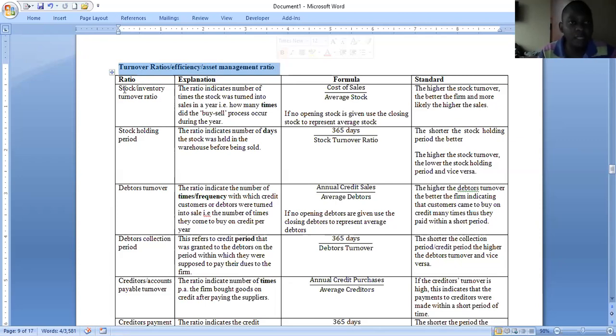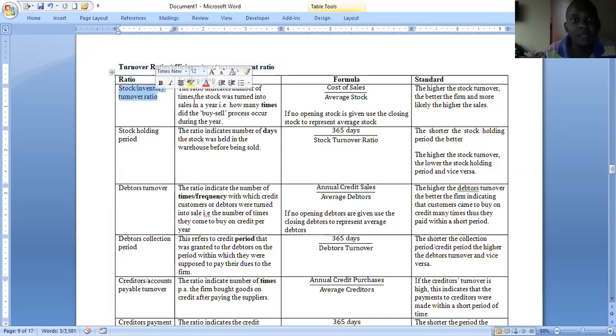So under these ratios, we have the stock or inventory turnover ratio. This ratio indicates the number of times that stock was turned over, that stock was sold during a given year. That is, how many times did the buy and sell process occur during the year. In short, it measures the activity of the business. How many times was stock bought and sold during the year?